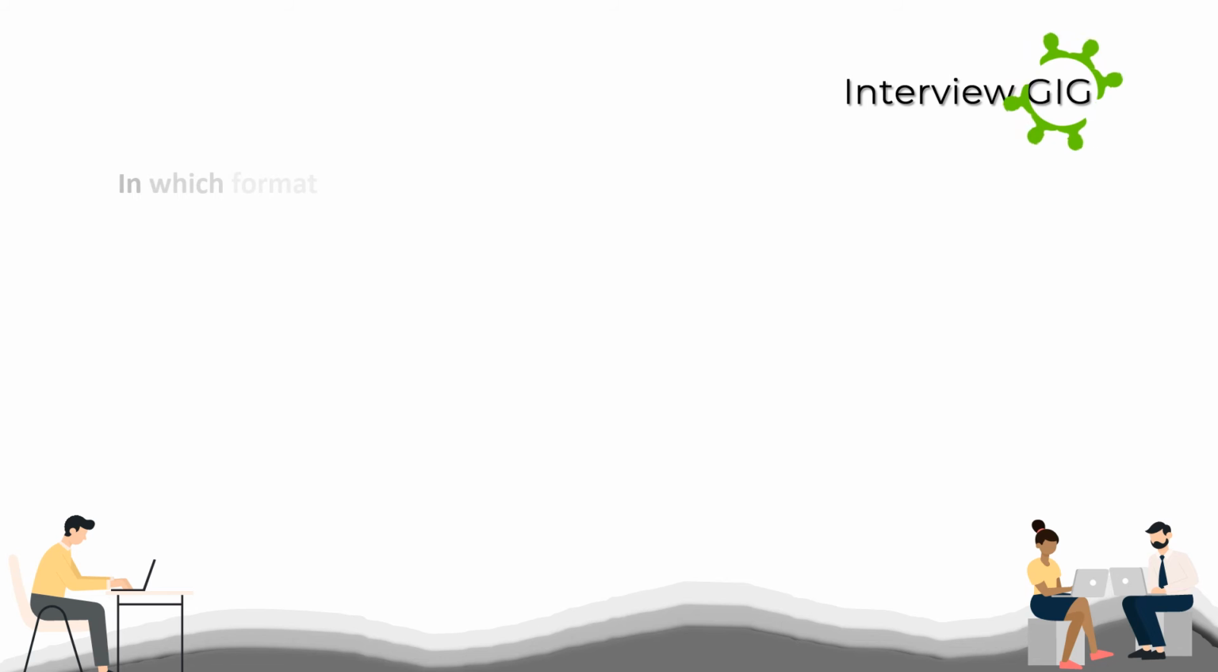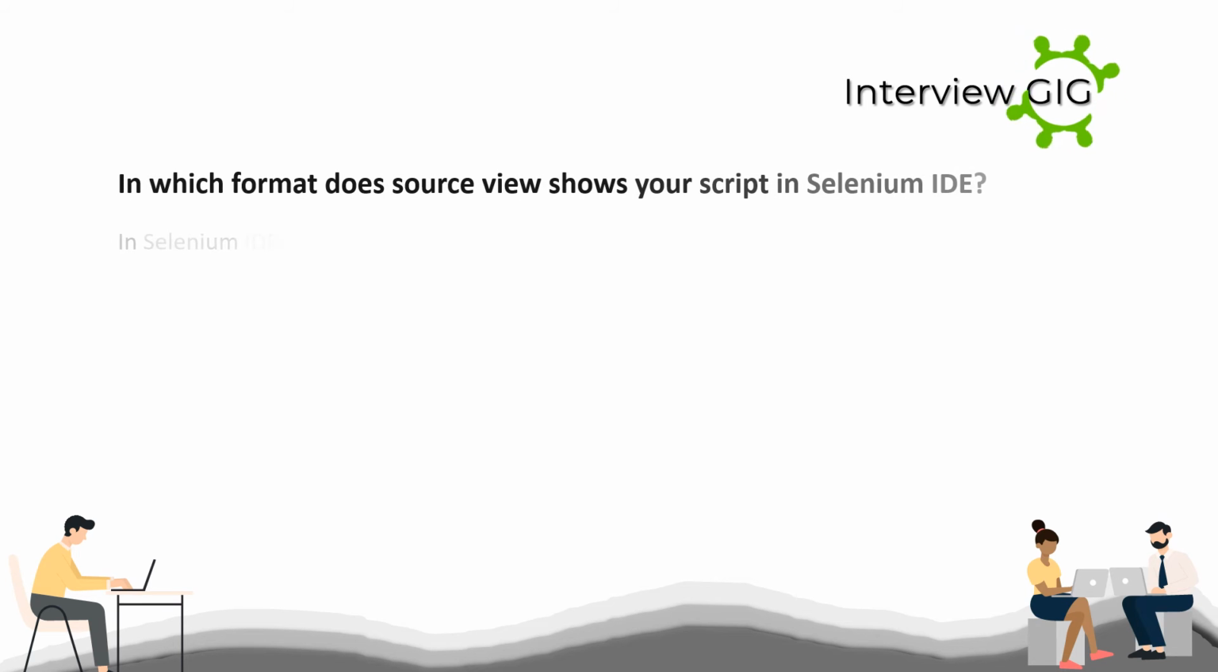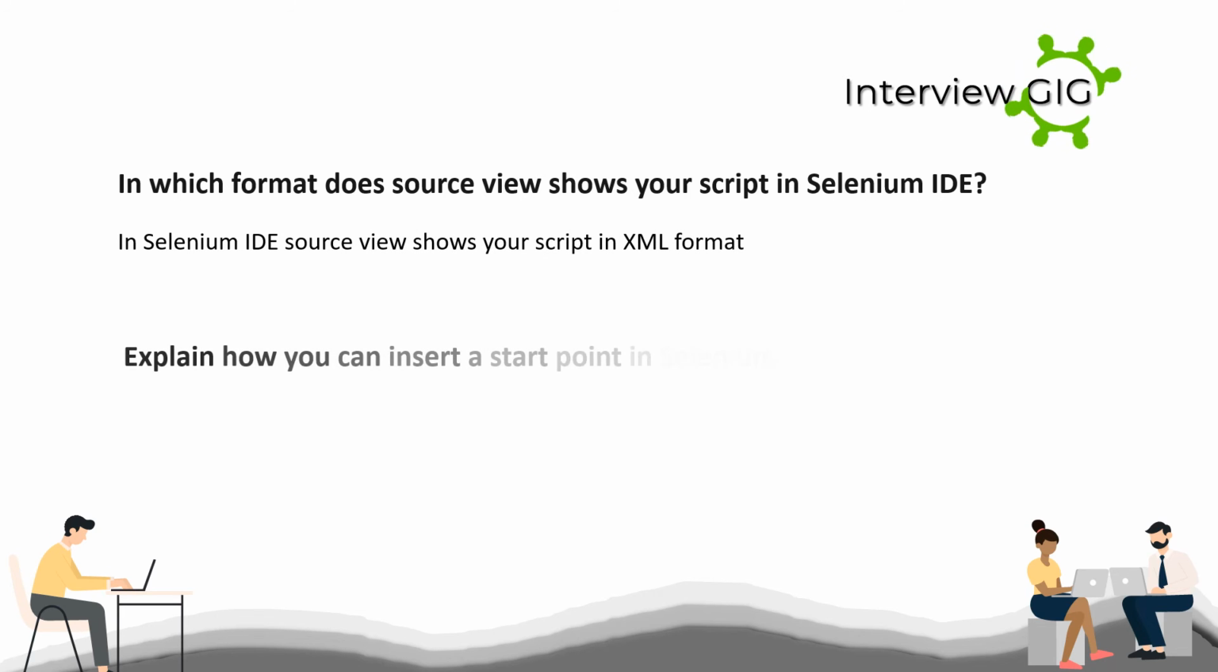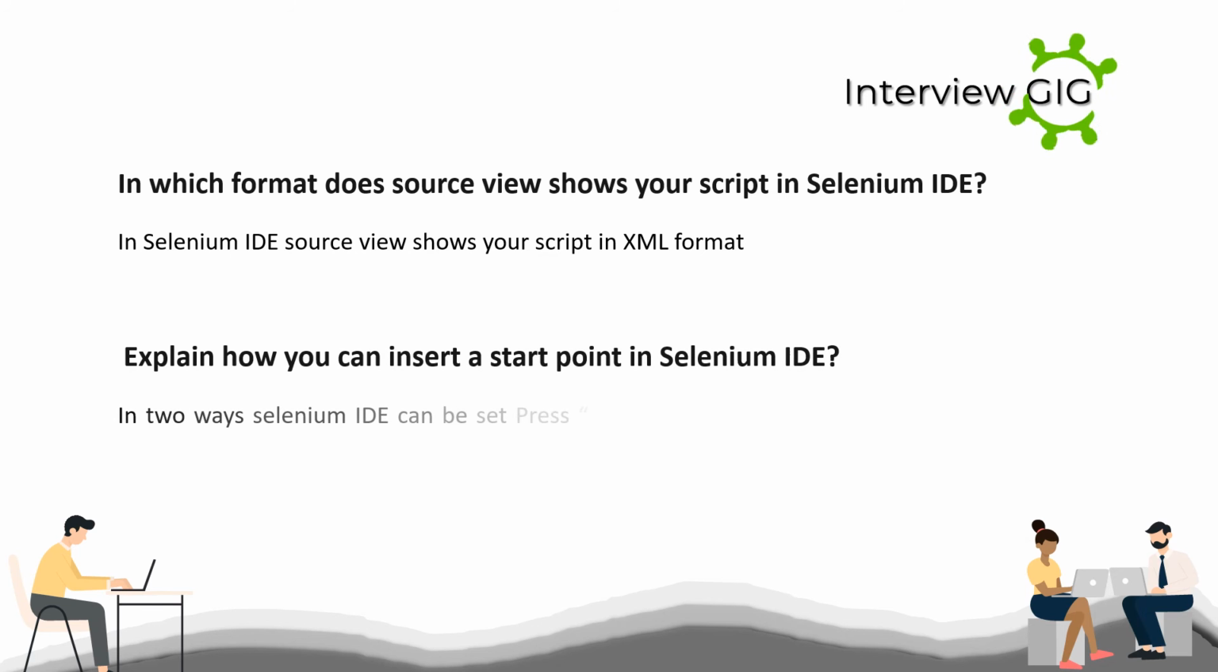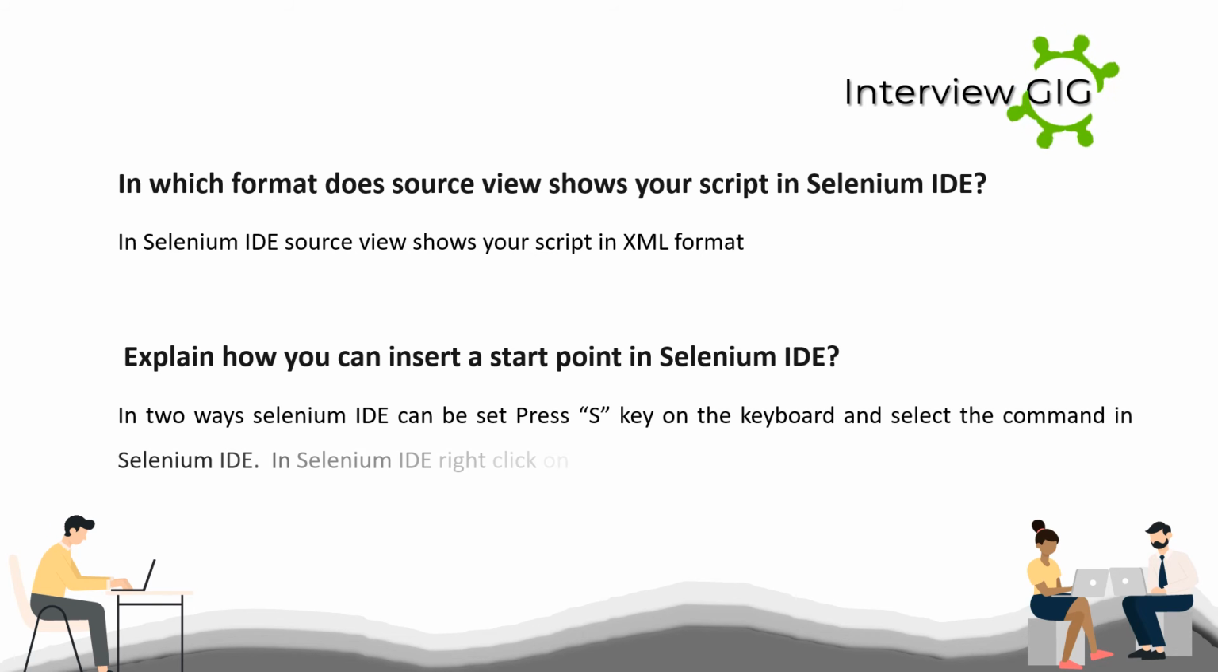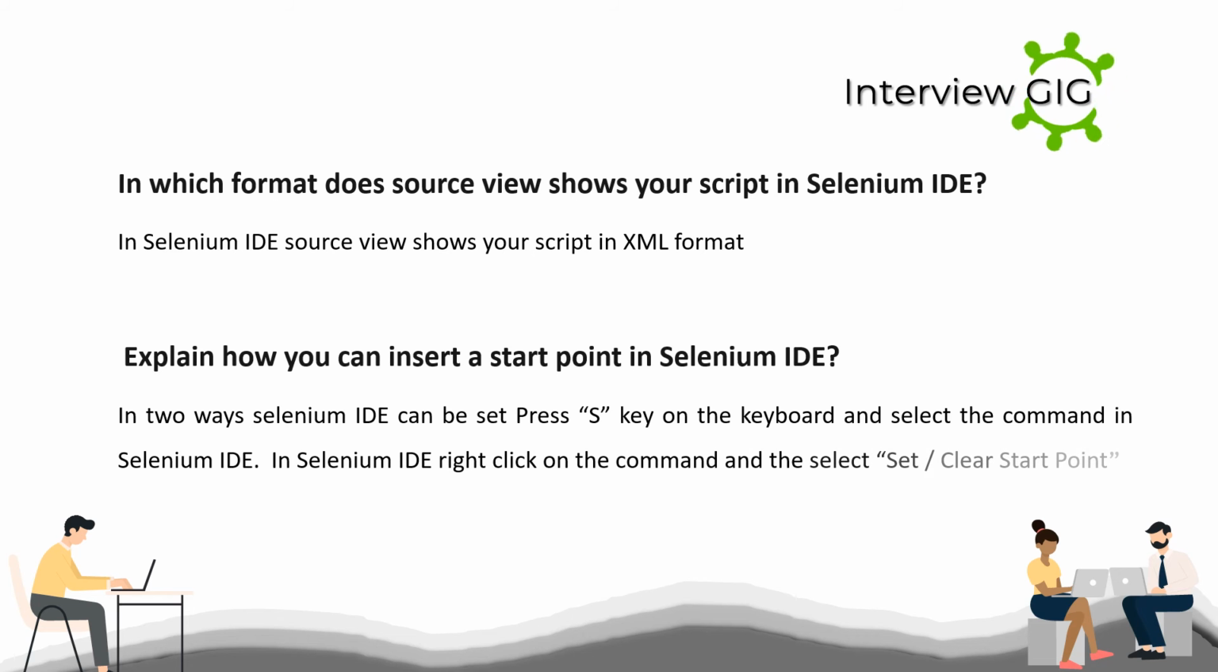In which format does source view show your script in Selenium IDE? In Selenium IDE, source view shows your script in XML format. Explain how you can insert a start point in Selenium IDE. In two ways a start point in Selenium IDE can be set. Press the S key on the keyboard and select the command in Selenium IDE. Or, in Selenium IDE, right-click on the command and then select set/clear start point.